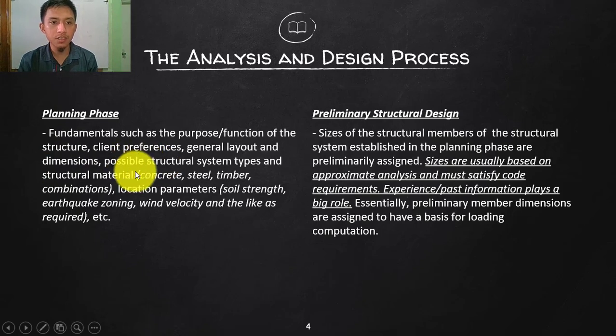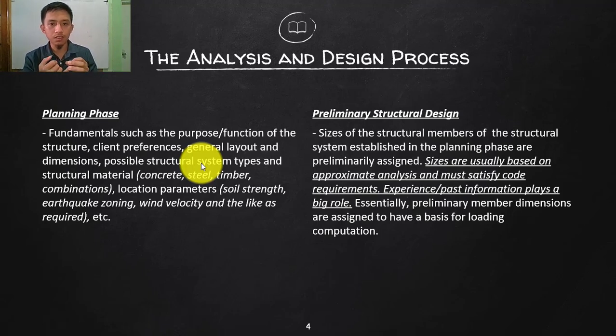And then of course at the same time, this is where we will be deciding what is the possible structural system that we are going to apply. If we say structural system, that is the type of skeleton of the structure that we are going to use. There are a lot. It will be discussed in the higher subjects. Okay, but I will just be mentioning some.